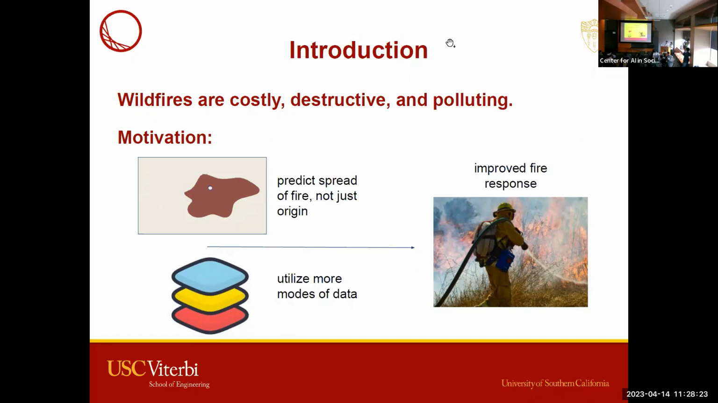So when we were doing our background research into the topic, we found that most of the wildfire prediction models focus on where the fires originate from, not where they actually spread to. And what we want to do is figure out where they spread to, because of a couple of reasons. Firstly, it can help improve fire response. And secondly, it can help with resource allocation for the emergency crew. And what we try to do with this model is utilize more modes of data so we get an accurate representation of where these fires might spread to.